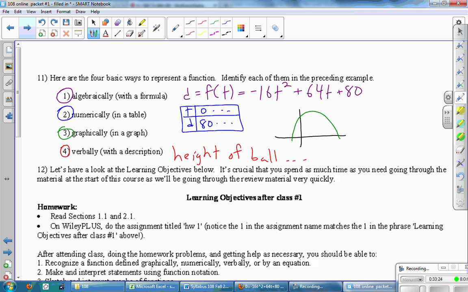Number 12, let's have a look at the learning objectives below. We're going to have a really detailed look, actually, at all the stuff that's on the rest of this page. I'm not normally going to do this at the end of many of our videos, but just in the beginning of the semester, I want to make it really clear what all of this stuff down here means until we get into our rhythm. It's crucial that you spend as much time as you need going through the material at the start of this course, as we'll be going through the review material very quickly.